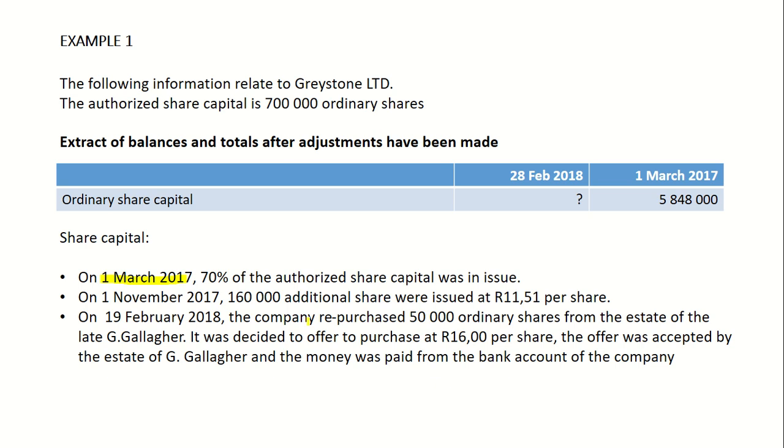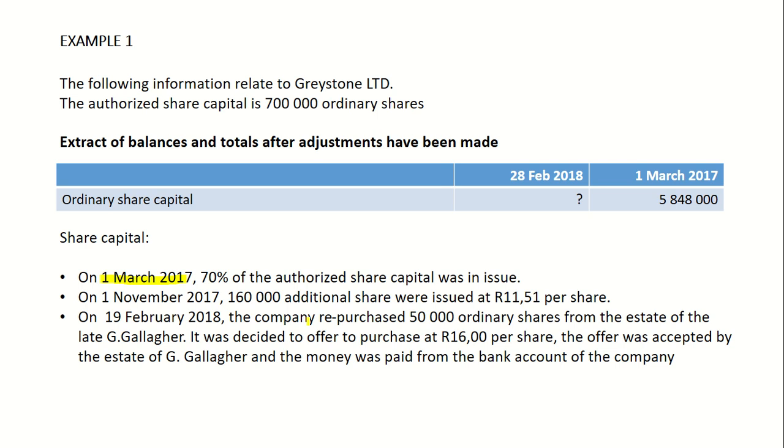On the 1st of November 2017, we issued more shares, 160,000 shares at 11 rand 51. So basically, we're getting more capital from the shareholders. So basically, for us to get share capital, you're gonna take 160,000 and multiply it by 11 rand 51 cents.